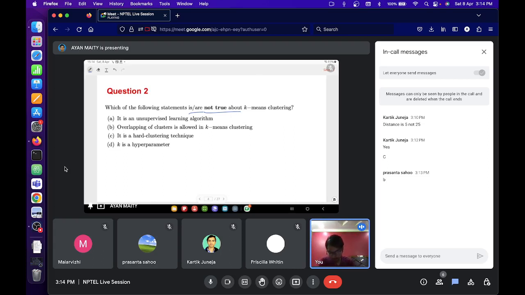So in this question, option B would be the correct answer, that overlapping of clusters is allowed in k-means clustering. This is not true. So I have asked which of these options is not true. So if we go through all the four options, the first option is it is an unsupervised learning algorithm, which is correct. Overlapping of clusters is allowed in k-means clustering. This is not true. That's why this will be the answer.